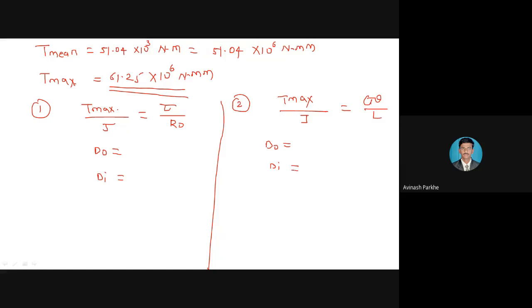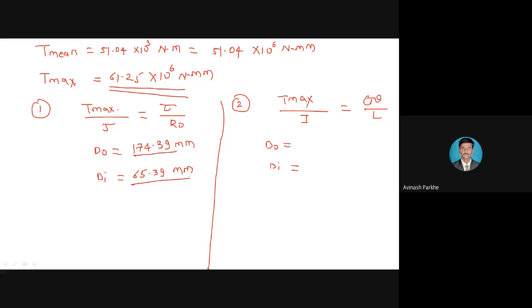Yes, the external diameter by using the shear stress is 174.39 mm. Correct. Based on the shear stress, 174.39 mm is the external diameter. The internal diameter is 65.39 mm.